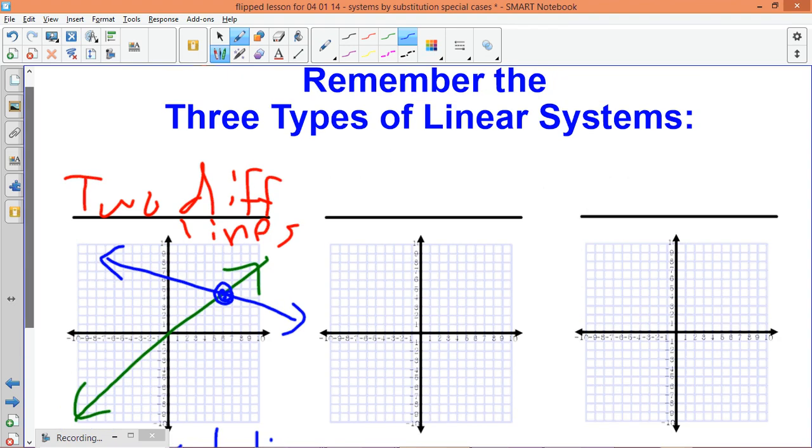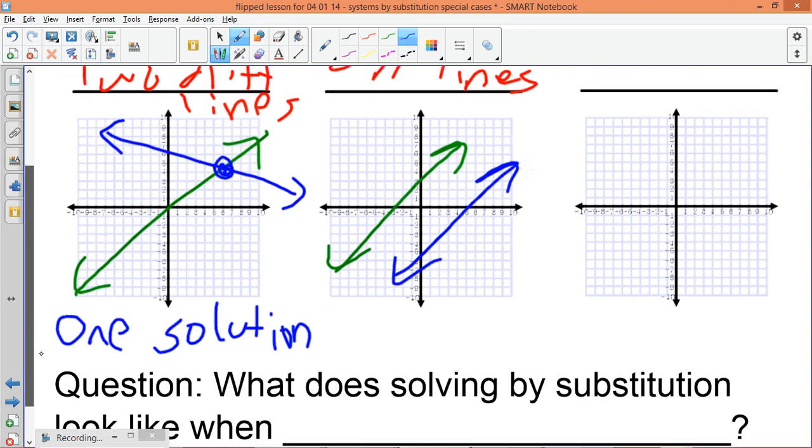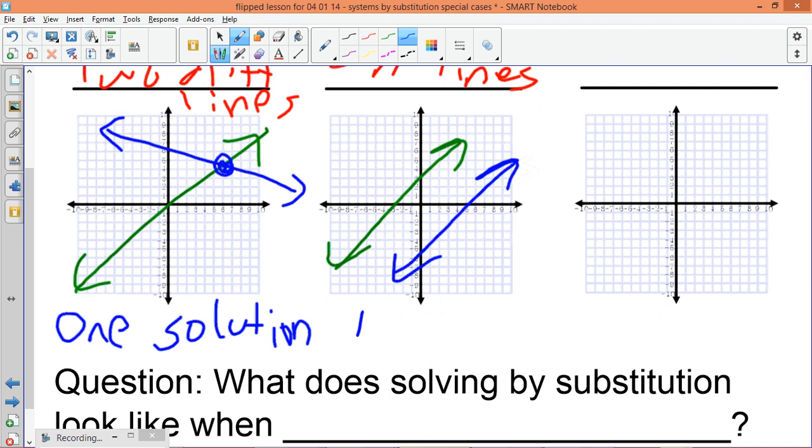Okay? Now, the other kind we can have is two parallel lines. Okay, and what that looks like is we have one line like so, and we have another line like so. It doesn't appear that they have an intersection, which is because they don't. They never intersect because they are parallel and not the same line, so I write no solutions.